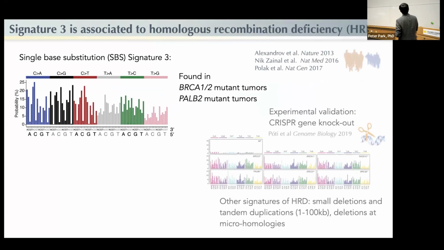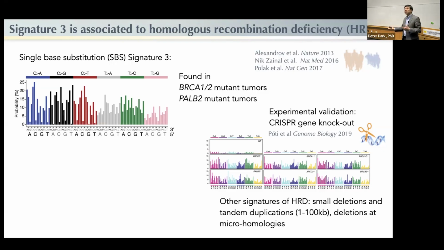There's a lot of proof for this. You can actually do experiments, right? You can knock out BRCA1, RAD51C, PALB2. You can knock these out and then sequence the whole genome. And guess what? They all seem to generate a very similar signature. So we feel pretty good that this signature 3 is an indication for homologous recombination deficiency.